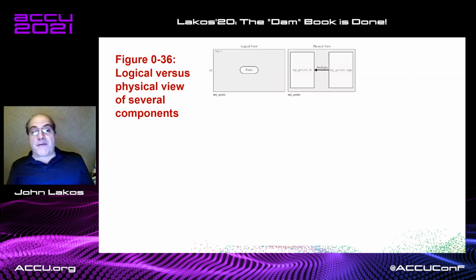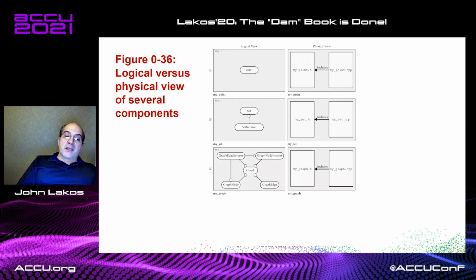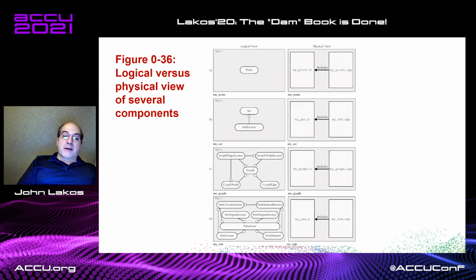And we can look at many different kinds of components. The simplest would be a component like point that has a single class. You can imagine a container type that has maybe a set and a set iterator. We can imagine something that's more complex like a graph that has ways to address it. You can imagine something that's a whole subsystem like a my simulator. Now, if you notice, the simulator is so complex, it's most likely not implemented in a single component, but in fact is implemented in terms of other components through delegation.